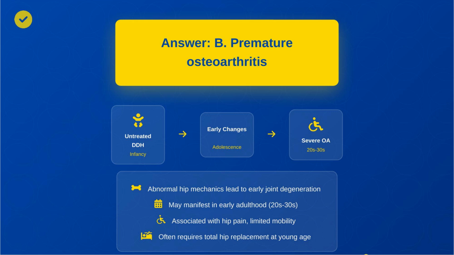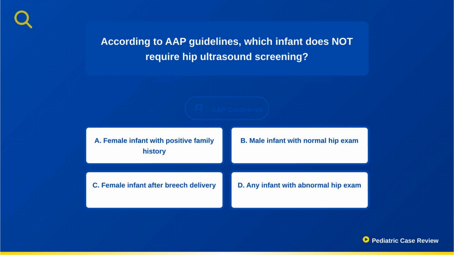Premature osteoarthritis. Untreated developmental dysplasia of the hip leads to abnormal joint mechanics and pressure distribution, resulting in early degenerative changes. This typically manifests in early adulthood, often in the 20s or 30s, with hip pain and limited mobility. Many of these patients ultimately require total hip replacement at a relatively young age, which underscores the importance of early detection and treatment.